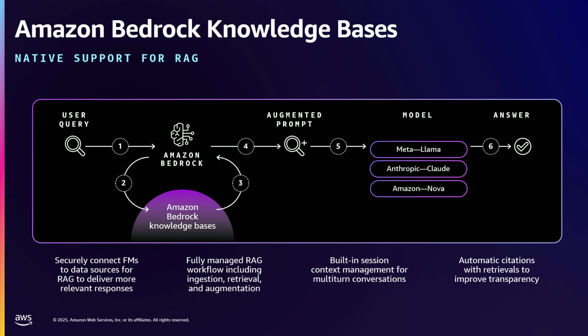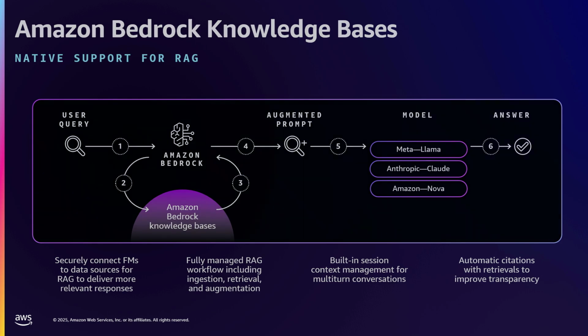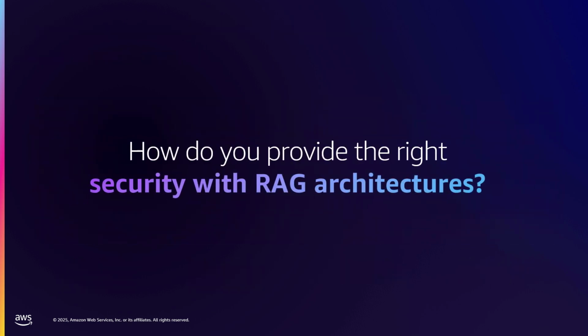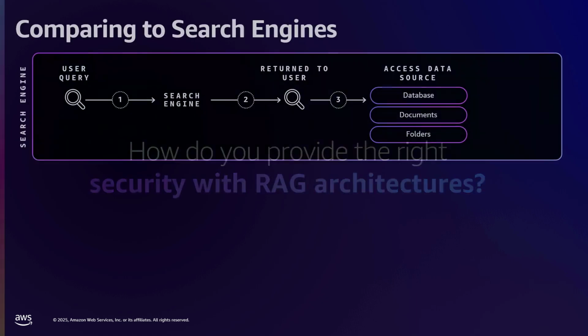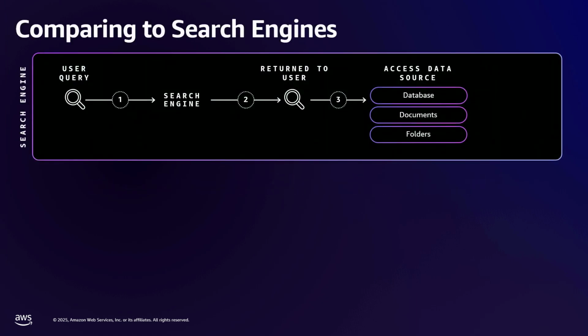That model will then respond back with whatever the output is in order to provide that additional context that you need. All right? So, this presentation: how do you provide the right security with RAG architectures? The example that I always like to use with RAG to explain how this is different compared to regular database applications is with RAG architectures, I compare it to a search engine.